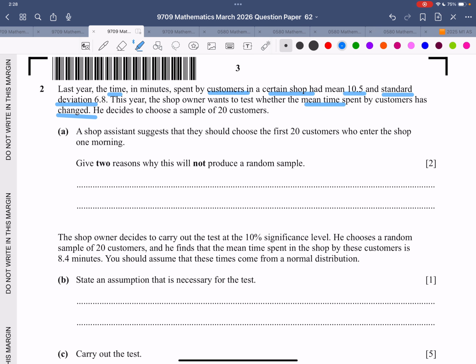He decides to choose a sample of 20 customers. A shop assistant suggests that they should choose the first 20 customers. Maybe the assistant is lazy. So he wants to get rid of the task, but that won't give you an unbiased sample. That won't give you a random sample. Give 2 reasons why this will not produce a random sample. What are the 2 reasons?